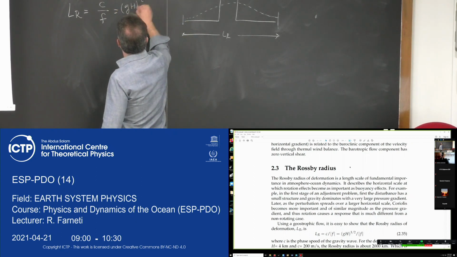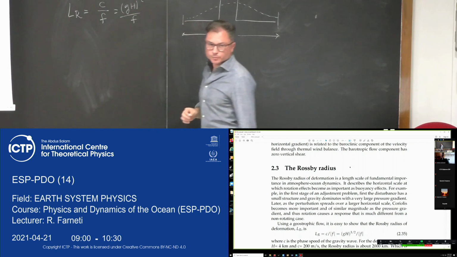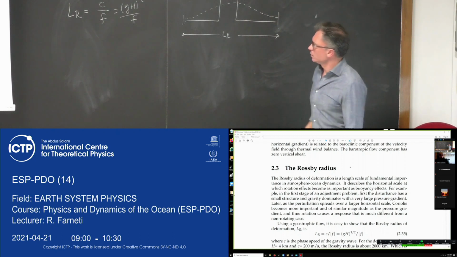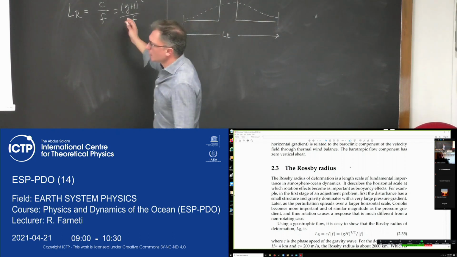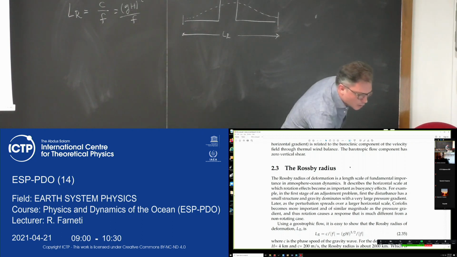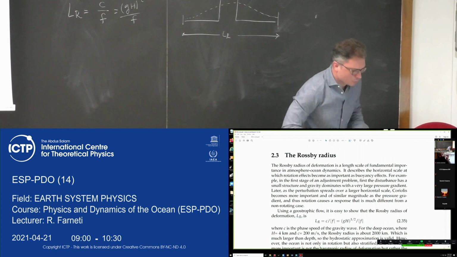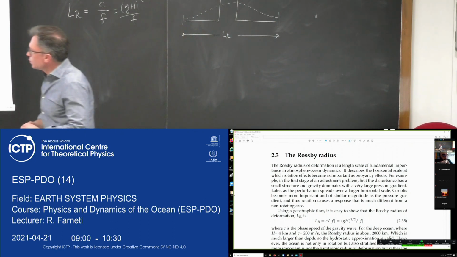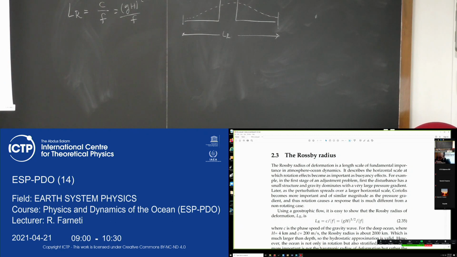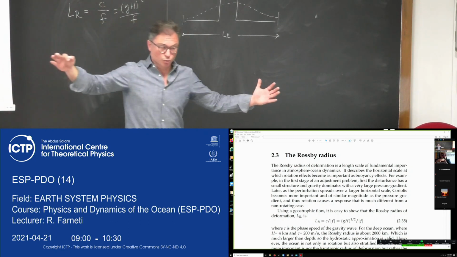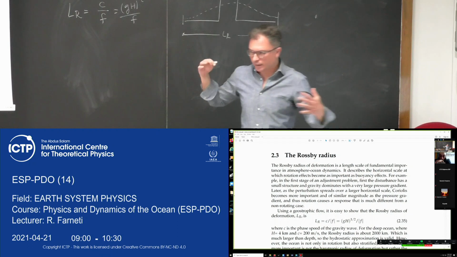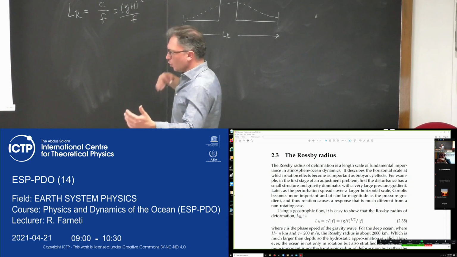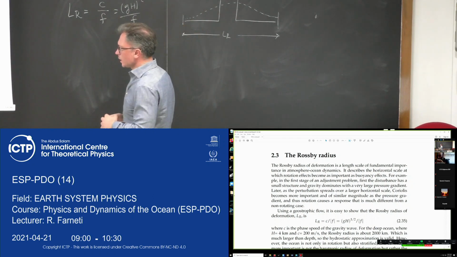That is, square root of gH over f. Okay. This is for a homogeneous case. This is very large. If you take numbers for a typical depth of the ocean of 4 kilometers, the barotropic gravity wave phase speed is 200 meters per second. The Rossby radius is 2,000 kilometers. Okay, it's huge. So you might think that you never get to that scale, before frictional effects and everything else kicks in.